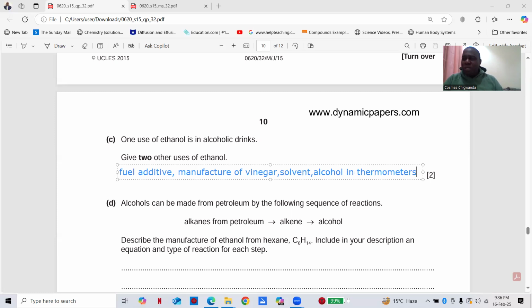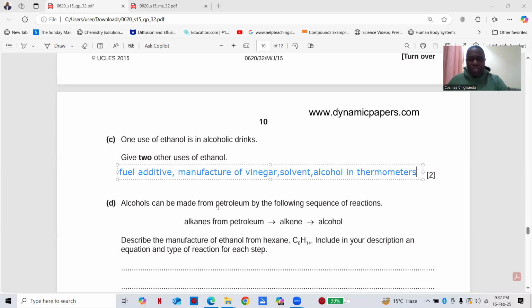Don't give multiple answers, because if you give multiple, maybe your answer will eventually be wrong, and the examiner may have a tendency of picking the wrong answers. So if they say two, stick to two. Choose your best two. Maybe you can just say fuel additive and manufacture of vinegar, or you can say it can be used as a flavoring in food. Okay, so that's the answer to part C.